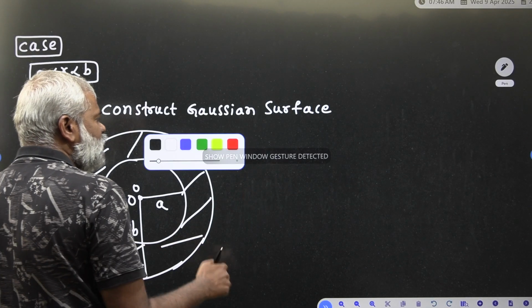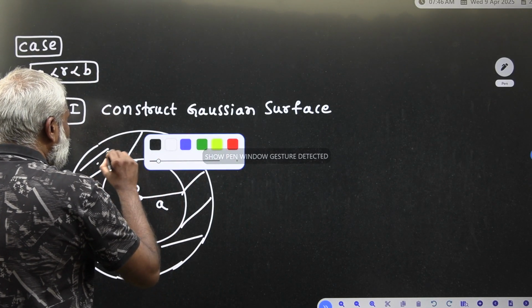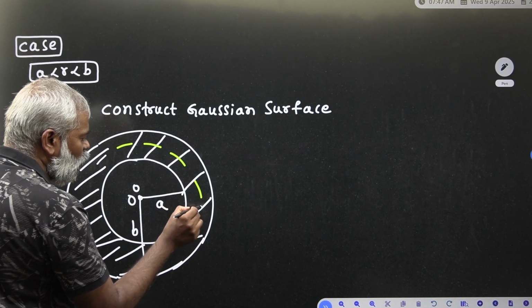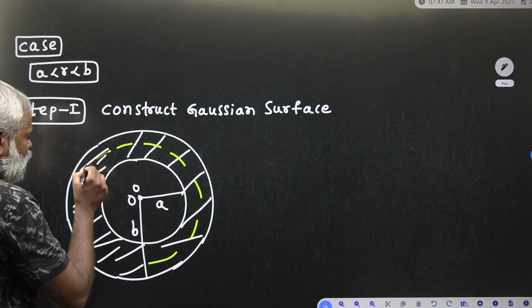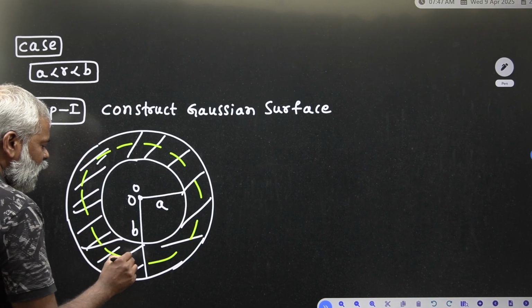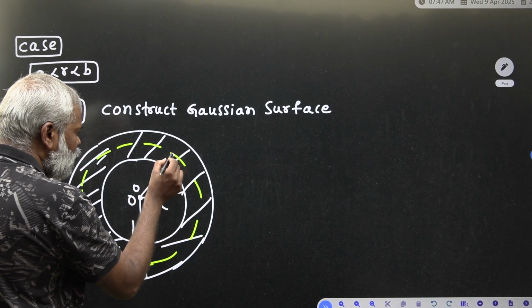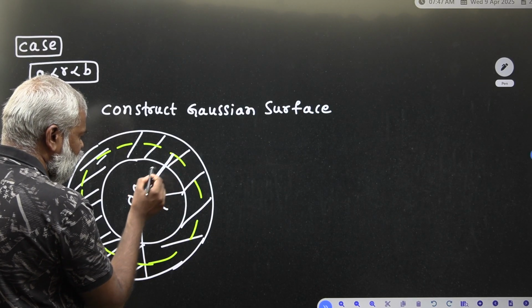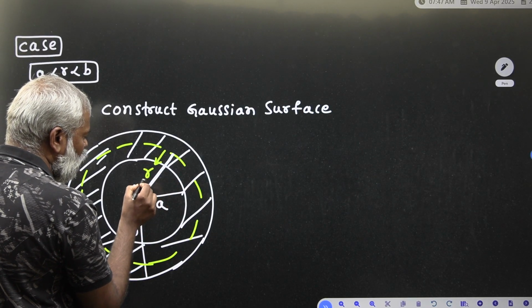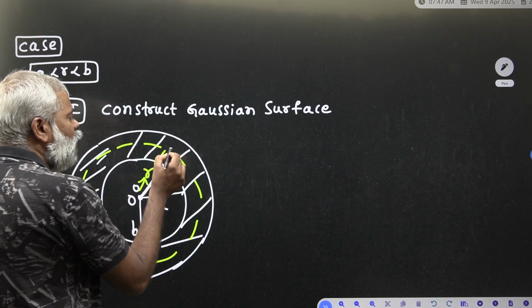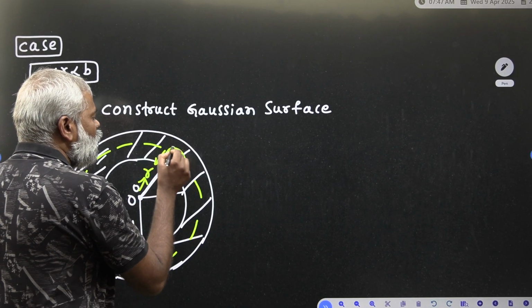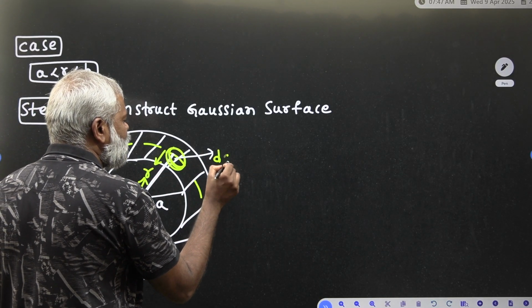Now you have to construct the Gaussian surface. Where do you have to construct the Gaussian surface? In between A and B. In between A and B I am constructing the Gaussian surface. That distance is equal to R, the distance at a particular area. So you have to take it as a ds area.